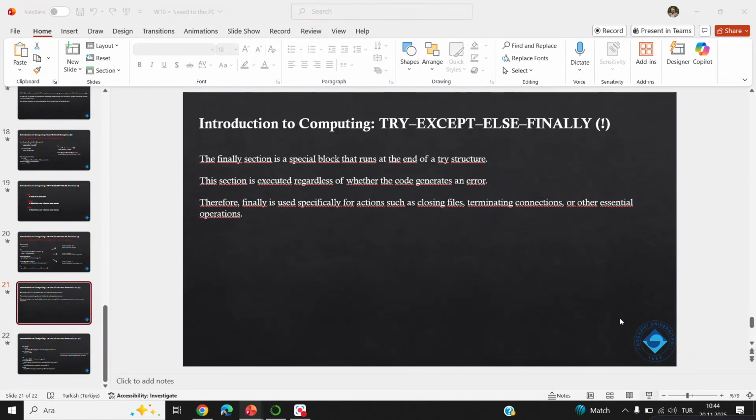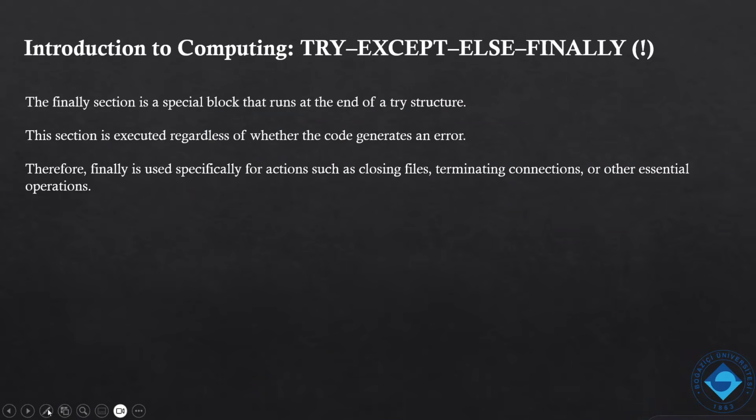And also, we can add one more block. It is finally: try, except, else, and finally. The finally section is a special block that runs at the end of a try structure. This section is executed regardless of whether the code generates an error, right? So it will work in all cases. Therefore, finally is used specially for actions such as closing files, terminating connections, or other essential operations.